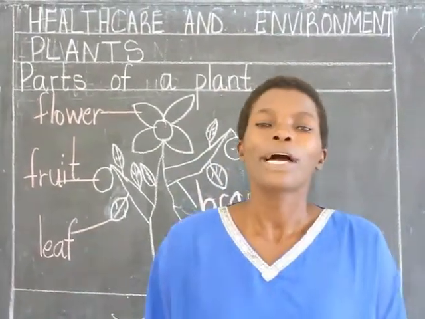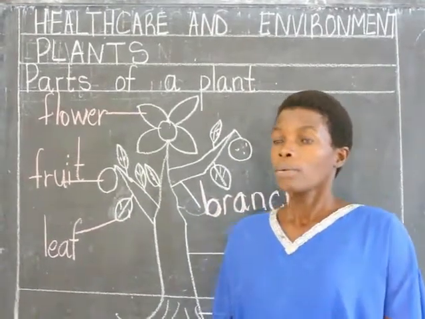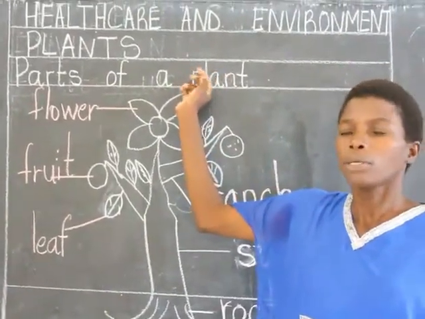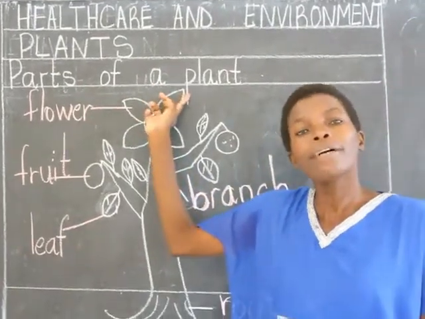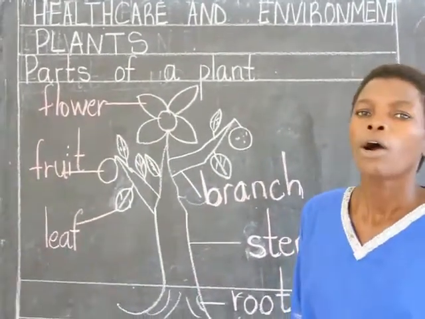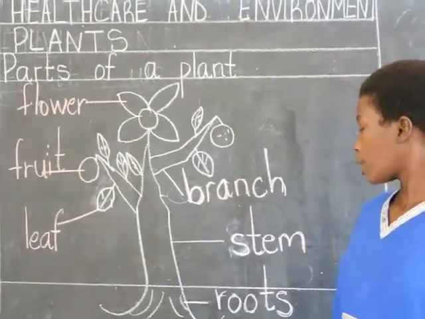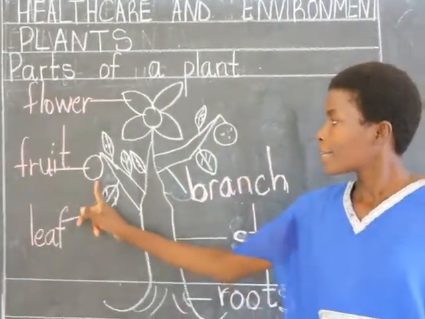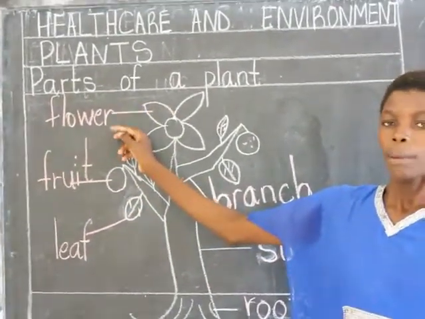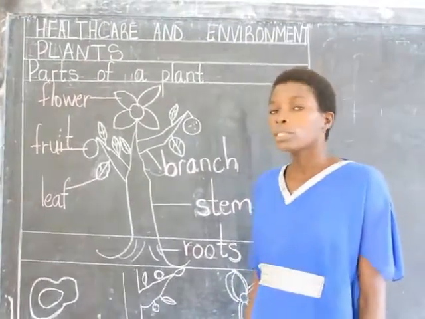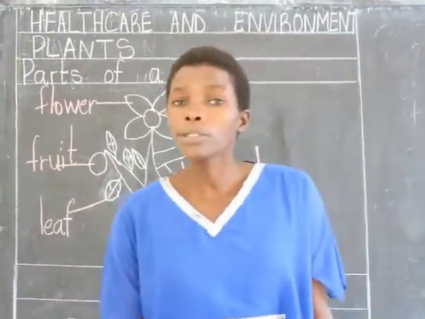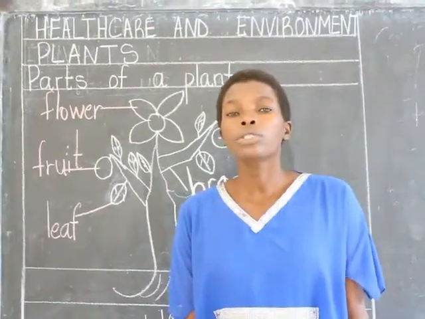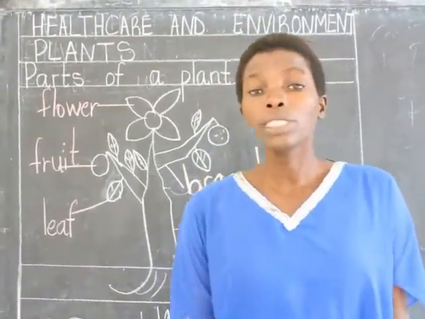Wow, that was good. Now let us go back to today's lesson, which is parts of a plant. Last time we discussed parts of the plant, and we said that we have 6 main parts of a plant: the roots, the stem, the branch, the leaf, the fruit, and the flower. But in our last lesson, we discussed only 3 parts, which were the roots, the stem, and the leaf. Today, we are going to deal with the remaining 3 parts that we did not discuss.